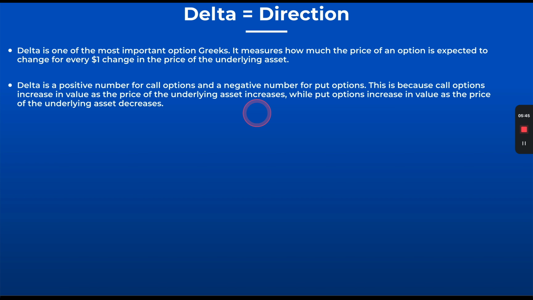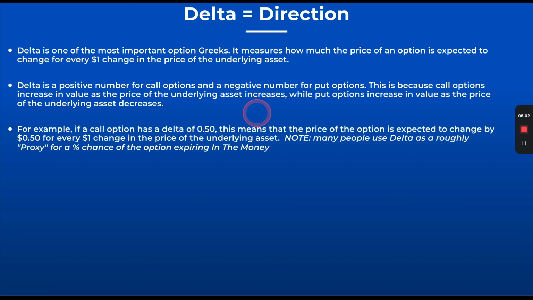So delta is a positive number for call options and a negative number for put options. That's because call options increase in value as the price of the underlying goes up, and put options increase in value as the price of the underlying asset goes down. For example, if a call has a delta of 0.50, that means the price of the option is expected to change by 50 cents for every $1 change in the price of the underlying asset.